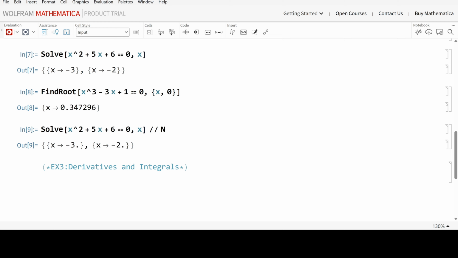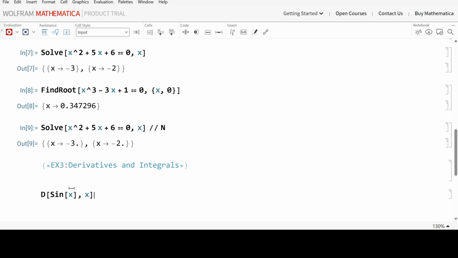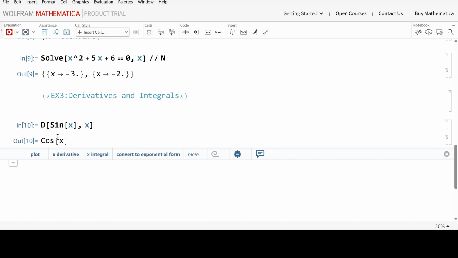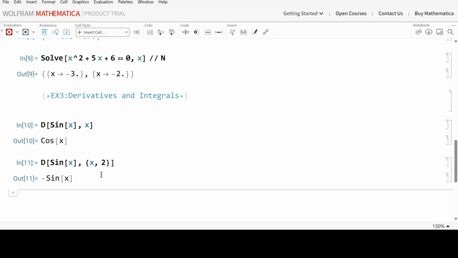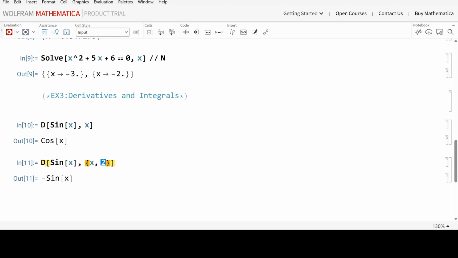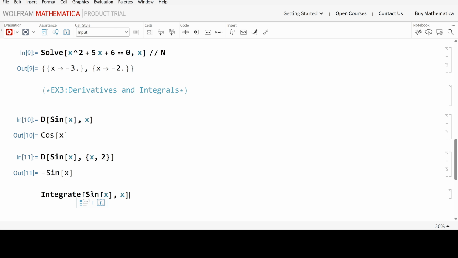Mathematica is amazing for calculus. Let's take the derivative of sine x with respect to x, using the D command. It returns cosine x. If we take the derivative twice, we get D of sine x with respect to x twice, and the result is minus sine x. Integration works the same way. Integrate of sine x gives minus cosine x.